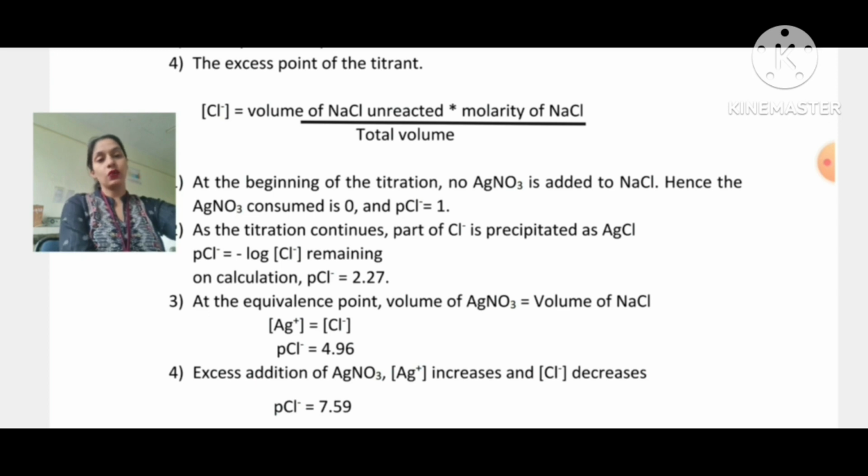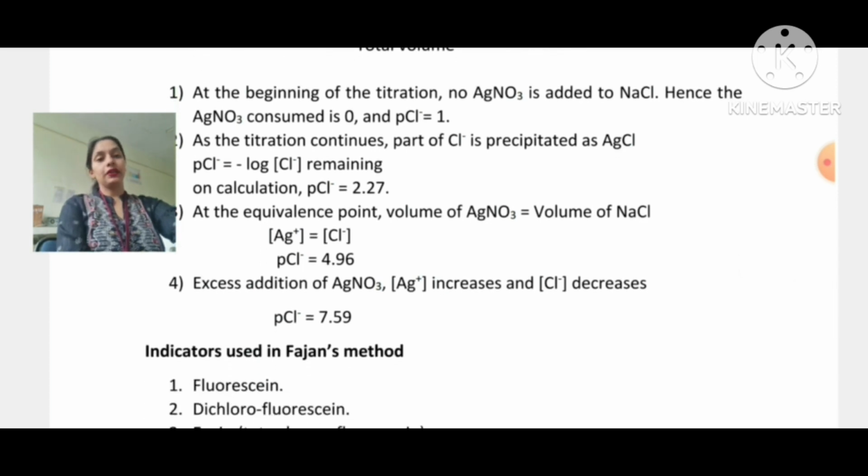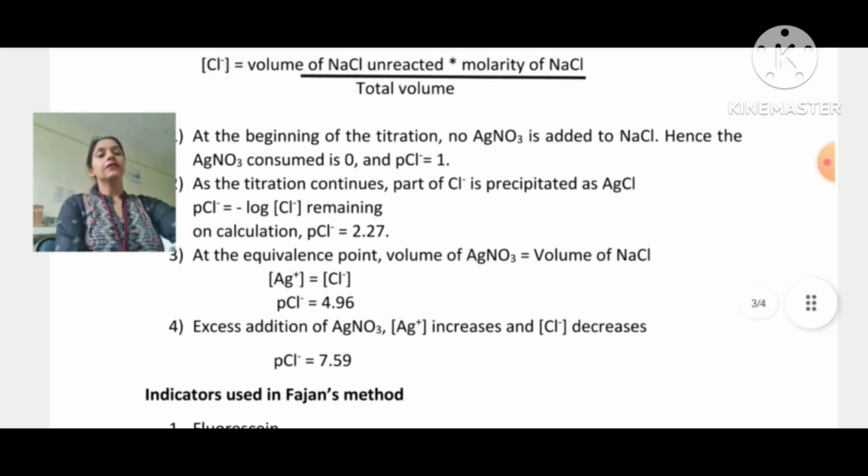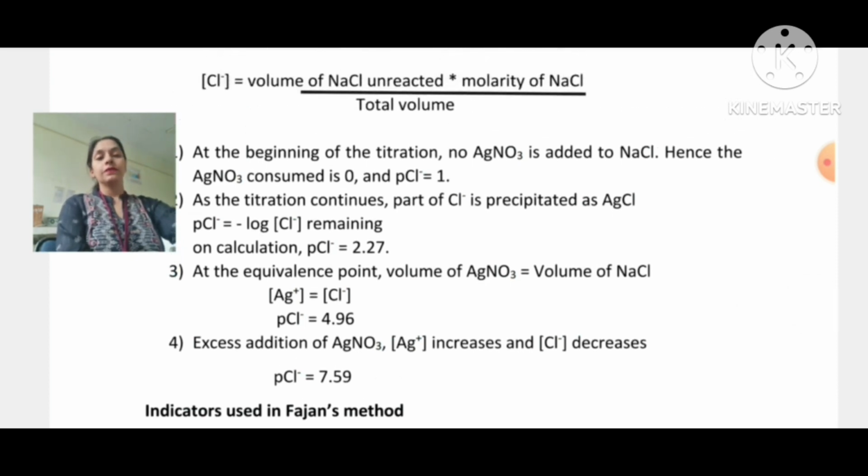When we reach the equivalence point, the volume of silver nitrate reacting with the volume of NaCl becomes equal, meaning the reaction is complete. Then at that point silver ions will be equal to the chloride ions, and after that point, if we add excess of AgNO3, which will increase the silver ions, the chloride ions will get decreased.